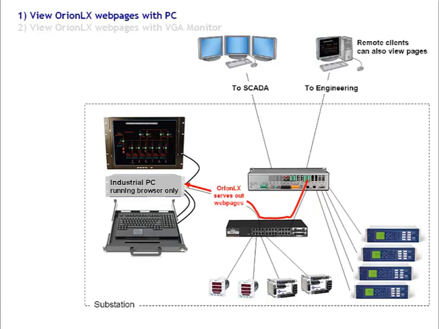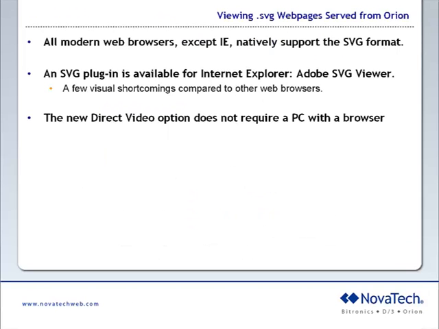You also could have remote clients able to view web pages. Orion certainly can serve out web pages to multiple clients. Now, as far as viewing the pages, all modern web browsers except Internet Explorer natively support the SVG format. But an SVG plugin is available for Internet Explorer, the Adobe SVG viewer. There are a few visual shortcomings, but it does work fine. Then there's a new direct video option that doesn't require a PC with a browser, and we'll talk about that next.